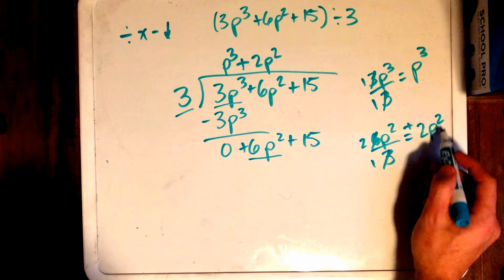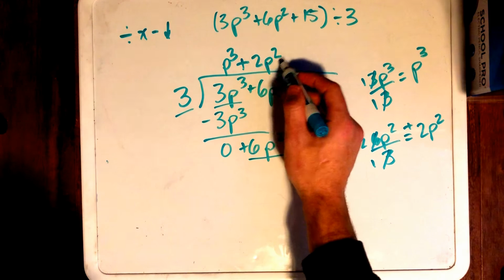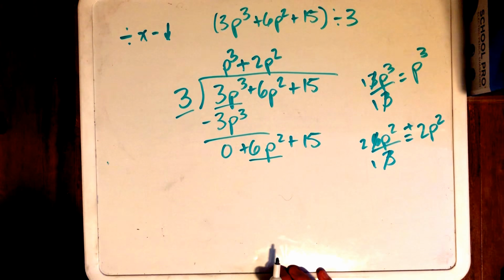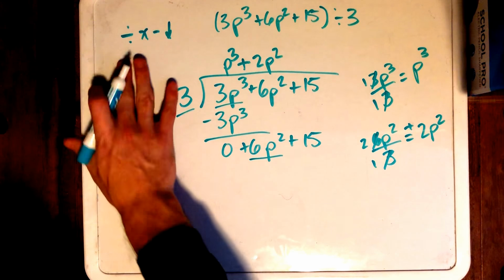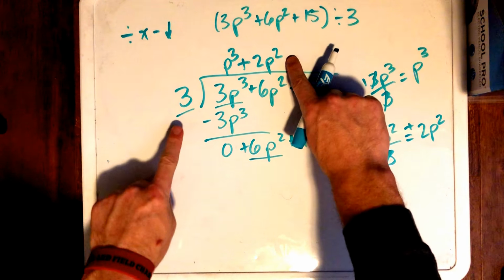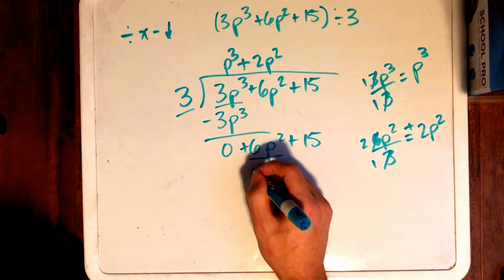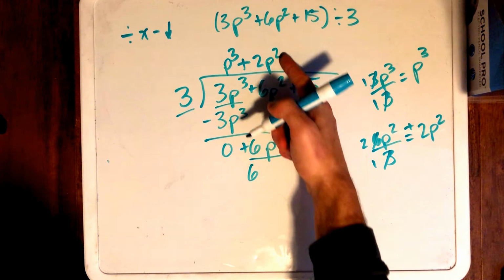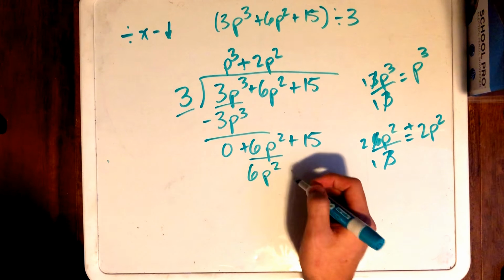But for now, this 2p squared is positive, so we put a positive 2p squared as the next part of our answer. So now we've done our division, we want to do our multiplication. We have 3 times 2p squared, so we know that 3 times 2 is 6. And then we still have that p squared that we're multiplying by, so that guy comes along for the ride.